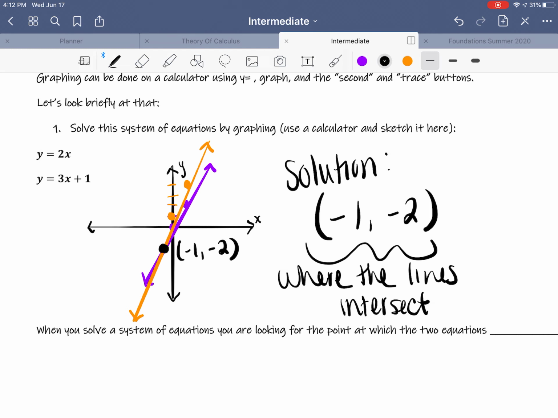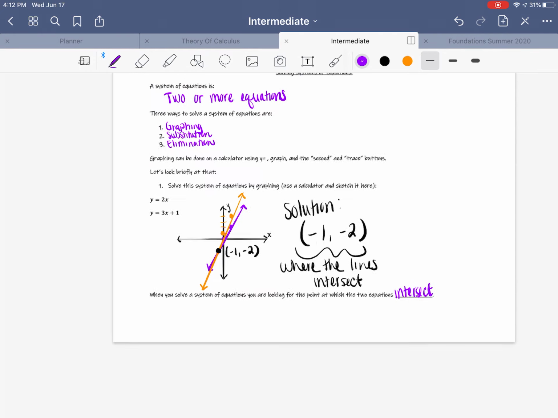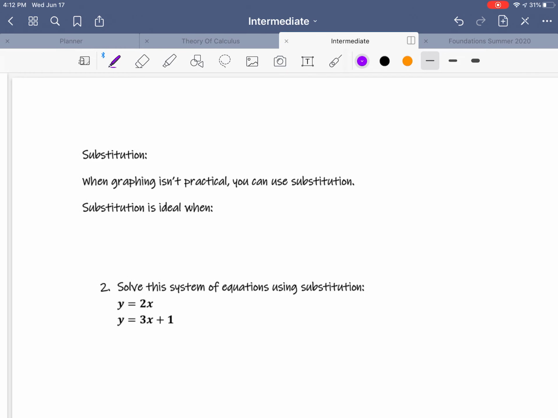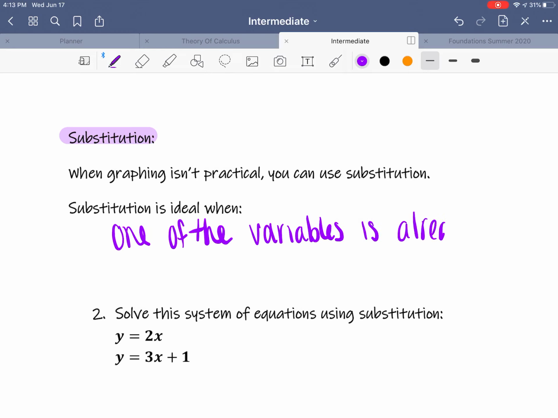When you solve a system of equations, you're looking for the point at which the two equations intersect. And we can find that point algebraically. One of the methods to find it is called substitution. This is just a different method to find the same answer. Substitution is ideal when one of the variables is already isolated.